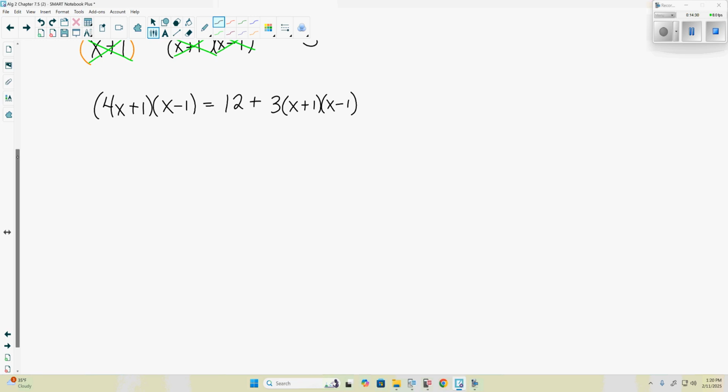Now we need to do some simplifying. Here we're going to distribute the 4x. 4x times x is 4x squared. 4x times negative 1 is negative 4x. 1 times x would be plus x, and 1 times negative 1 is going to be negative 1. Now we also have to multiply the x plus 1 and x minus 1.